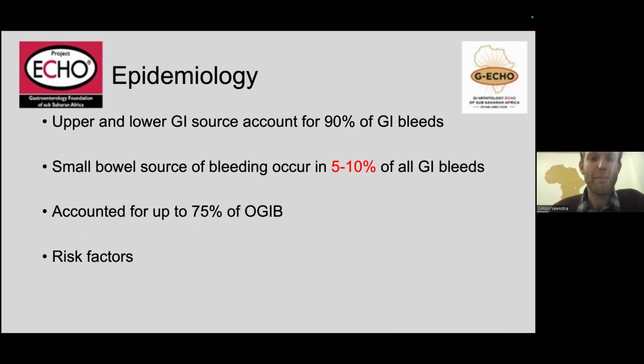With regards to the epidemiology of small bowel bleeding, it's still a relatively rare cause for a GI bleed, with only about 5 to 10% of all GI bleeds being from the small bowel itself. The majority of GI bleeds come from either the foregut or the colon. However, in the traditional obscure GI bleed, up to 75% of the time a source was found in the small bowel. So it is a prominent source of an obscure GI bleed. I hope that makes sense. So when you look at obscure GI bleeding, 75% of that is found in the small bowel.